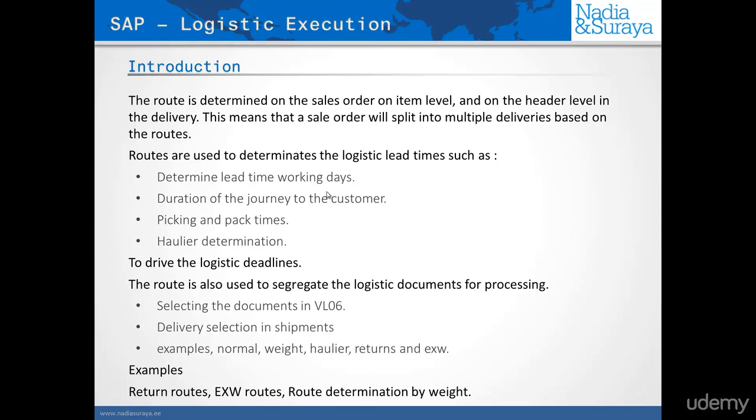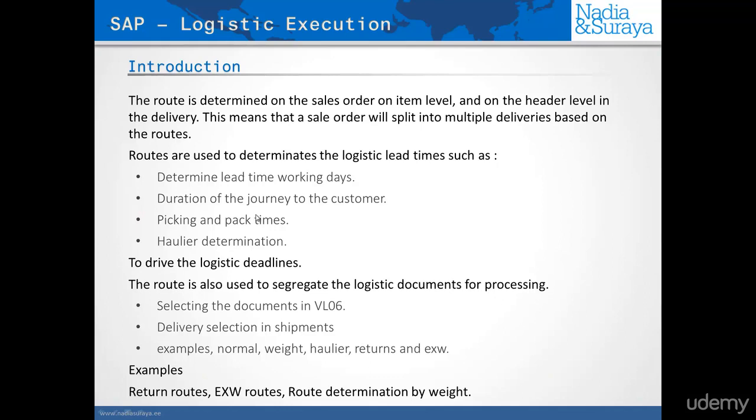Now, the route is important because it drives quite a number of logistics items. The route is used to determine the lead time or the planning time for that route. For example, if I were to ship from the UK to Australia, the planning of that route could take longer as compared to when I want to plan a route from London to Manchester. The route must have a journey time. So how long does it take to travel on that route?